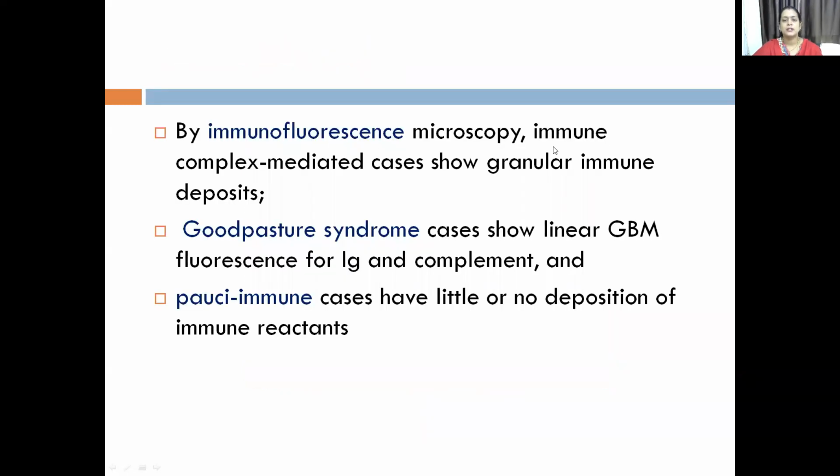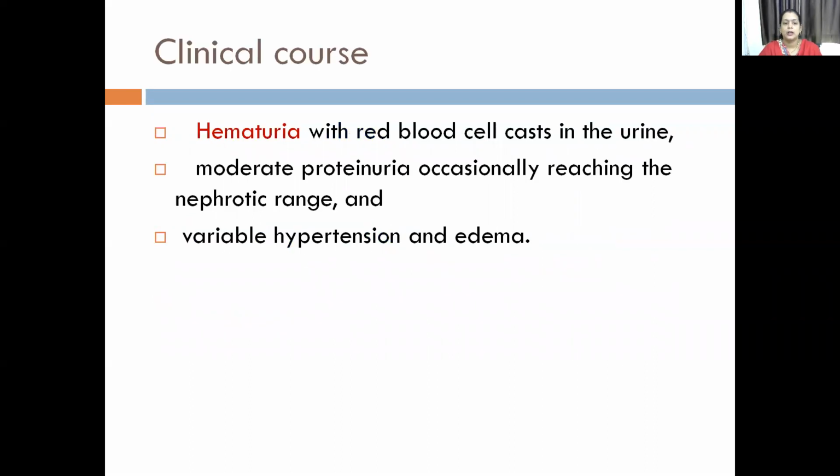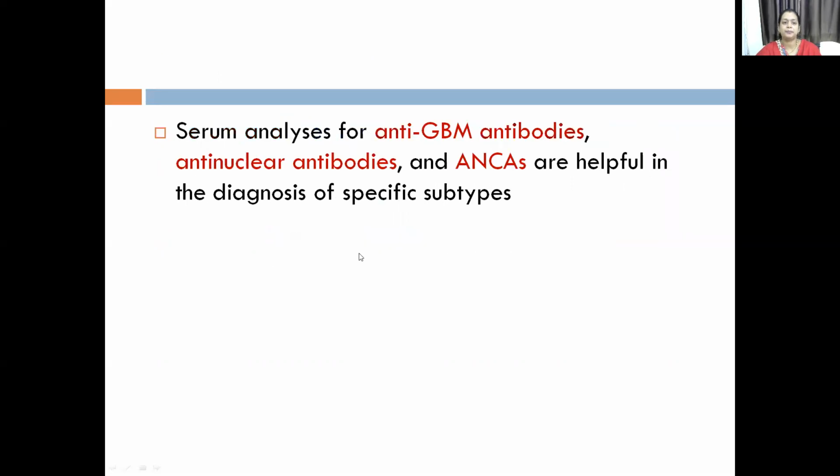By immunofluorescence, immune complex mediated cases show granular deposits, Goodpasture's shows linear deposits, right? Pauci-immune cases have little or no immune reactants, and are usually associated with anti-neutrophil cytoplasmic antibodies, which can be P or C. The clinical course is hematuria with red blood cells and moderate proteinuria. Occasionally, if severe, it can reach the nephrotic range, with variable hypertension and edema.